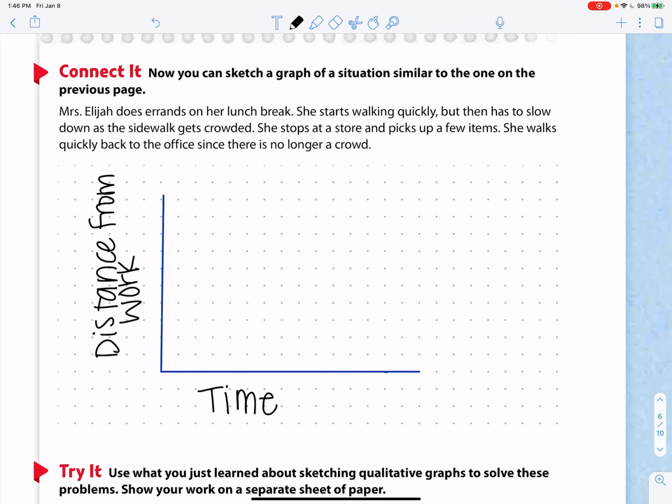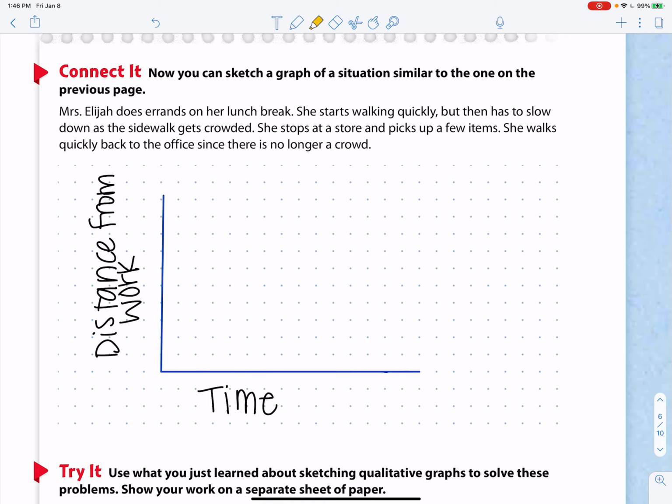Now you can sketch a graph of a similar situation to the one on the previous page. So we have this problem. Mrs. Elijah does errands on her lunch break. So the two things we're comparing are time, which is the time she has for her lunch break, and then the errands that she's doing, so the distance from work, because she has to go back to work right after she completes these errands. So what I'm going to do, instead of going through all of the connected problems with you, I'm going to leave those to you, but I will be drawing out my qualitative graph representing this situation about Mrs. Elijah running her errands.